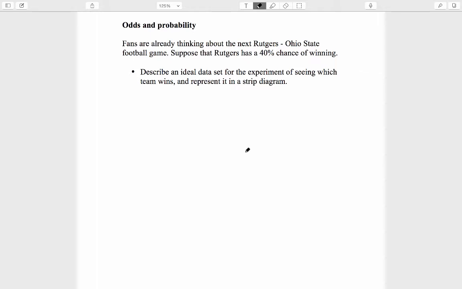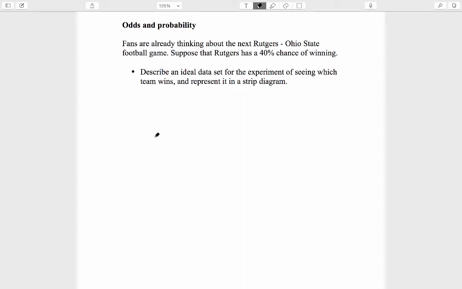So let's plunge in with an example. Fans are already thinking about the next Rutgers-Ohio State football game. Let us suppose that Rutgers has a 40% chance of winning. Yes, that's a bit optimistic from Rutgers' point of view, but let's go with it. Describe an ideal dataset for the experiment of seeing which team wins, and represent it in a strip diagram.